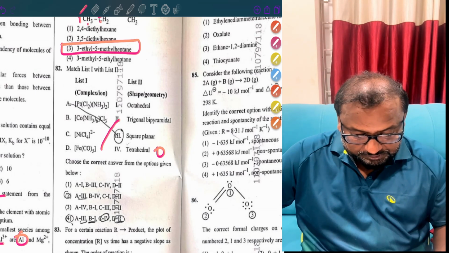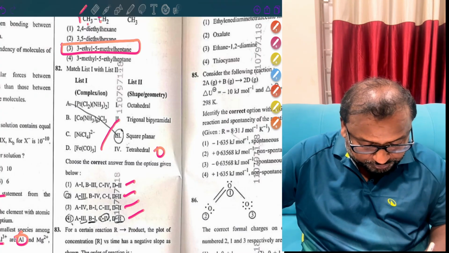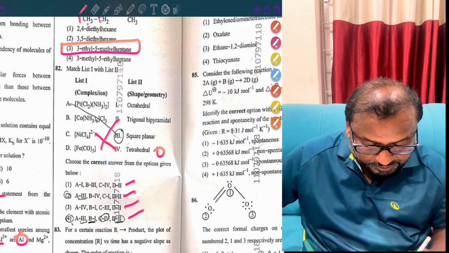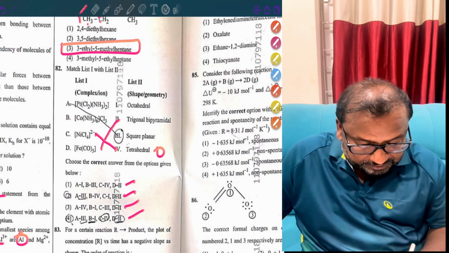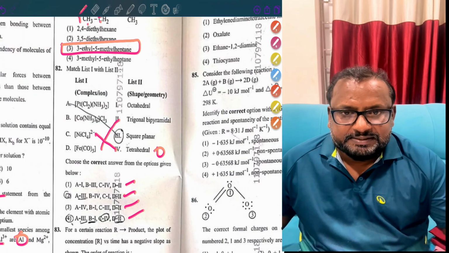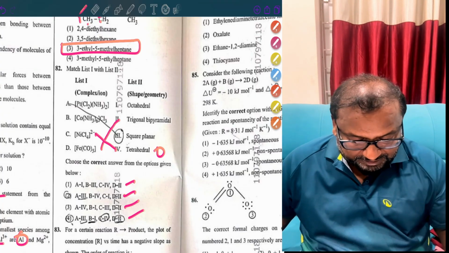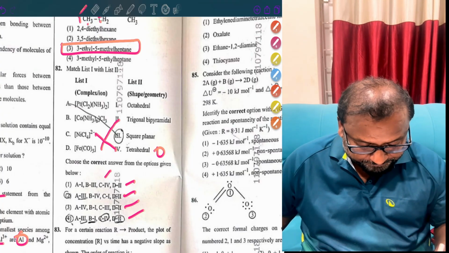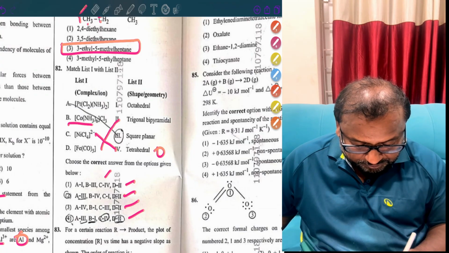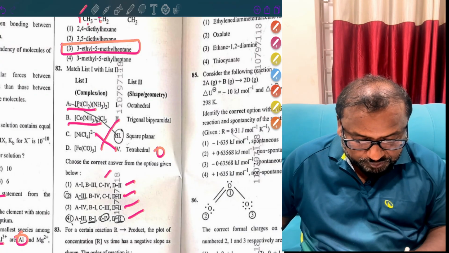Next one. Fe(CO)4 is trigonal bipyramidal, D2. So that will not help us. NiCl4 is tetrahedral, we know it, right? Weak field ligand. Ni(CN)4 is square planar, so this one is tetrahedral. So C4, there are two options. Next, we'll fix these two.